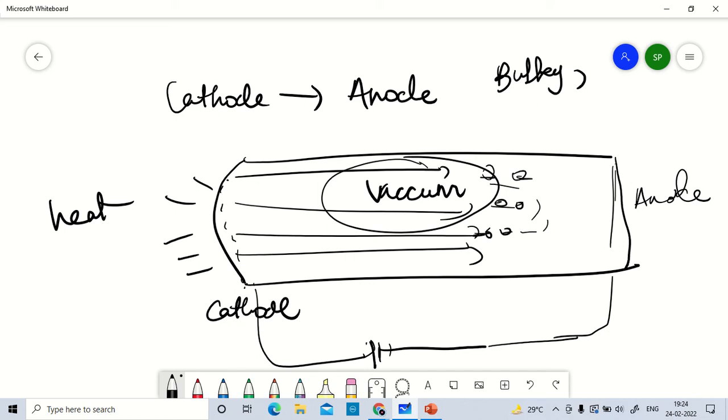They were really bulky. They used to consume very high power. You can see we had to put varying voltages in order to control the flow of electrons. Then they used to operate at 100 volts, generally high voltage, high power. Then they had limited life and low reliability.